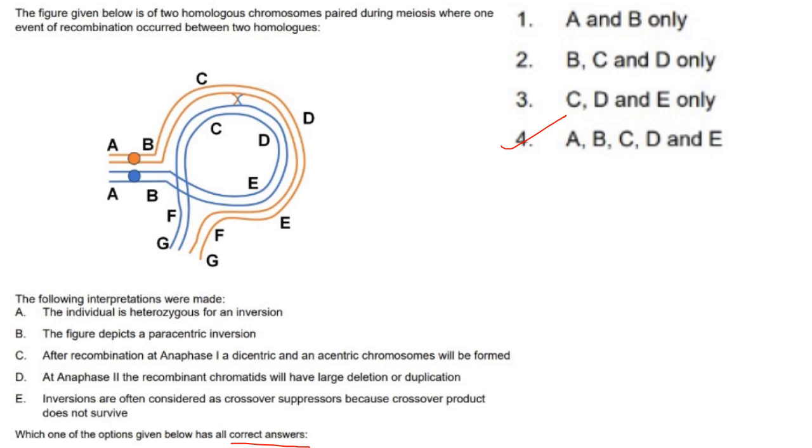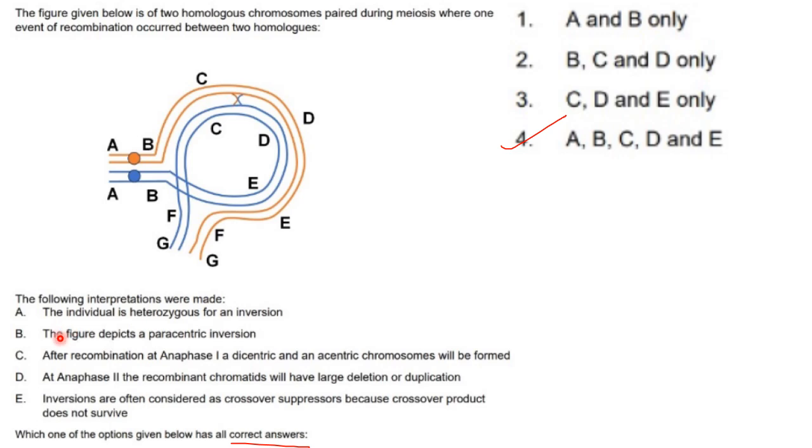An inversion heterozygote is an organism with 2 homologous chromosomes. Here you have 2 homologous chromosomes, as already mentioned in the question, where one has a reversed segment, that is, the inverted segment, and the other has the normal segment. During meiotic pairing, an inversion loop is formed to allow proper alignment of the homologous genes. So the individual is heterozygous for an inversion.